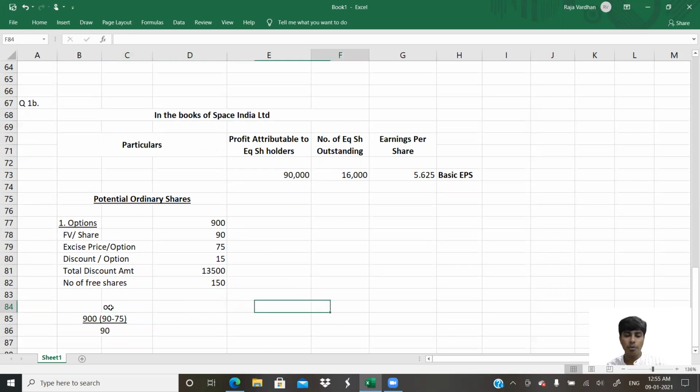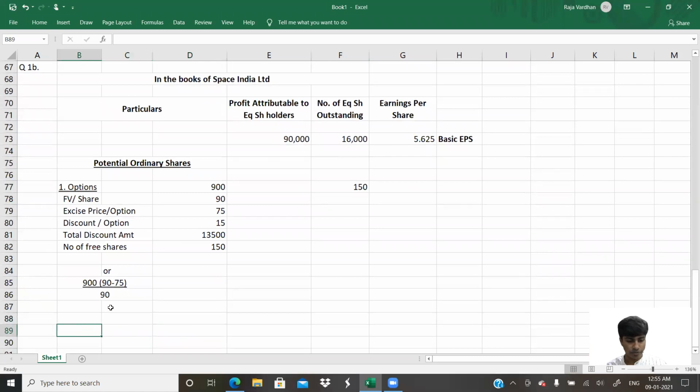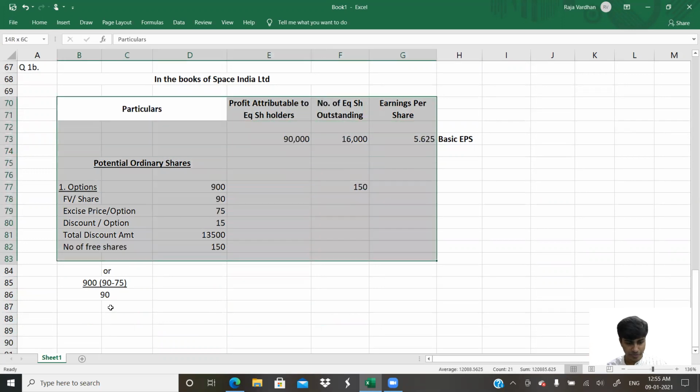So what is happening? Profit attributable to equity shareholders, is it increasing? There is no increase, no decrease. But number of shares, what is happening? It is increasing. How many are we increasing by? 150 shares are increasing without increasing the profits. You get that? So now let's see the impact on our profit. So profit will become how much? Okay, I will put a table so that you start understanding what I just did.